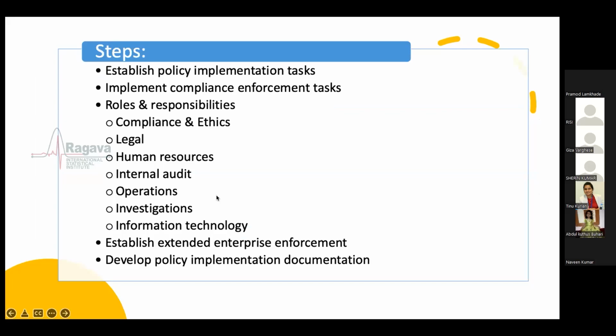So these are the steps involved in the policy establishment, or enforcement or implementation phase. This I have already explained to you. So there should be a compliance enforcement task, there should be an assurance team, and these are the key parties that play a role in the enforcement and implementation of policies.